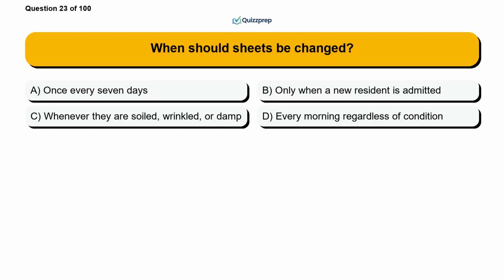Question 23. When should sheets be changed? Option A, once every 7 days. Option B, only when a new resident is admitted. Option C, whenever they are soiled, wrinkled, or damp. Option D, every morning regardless of condition.